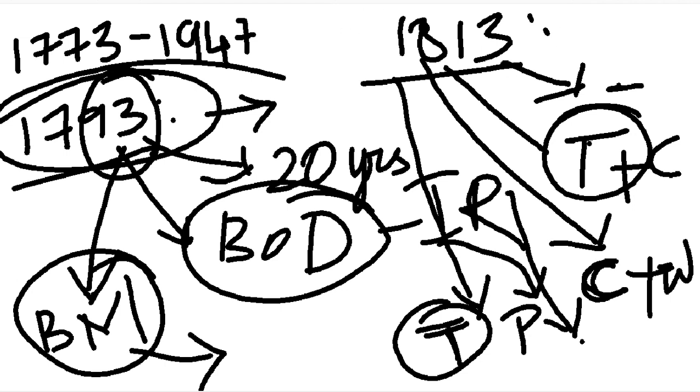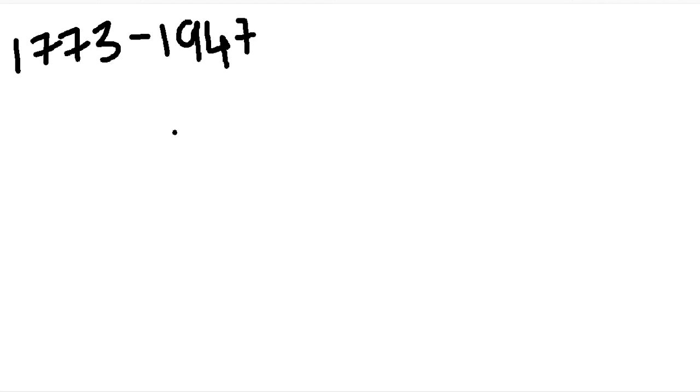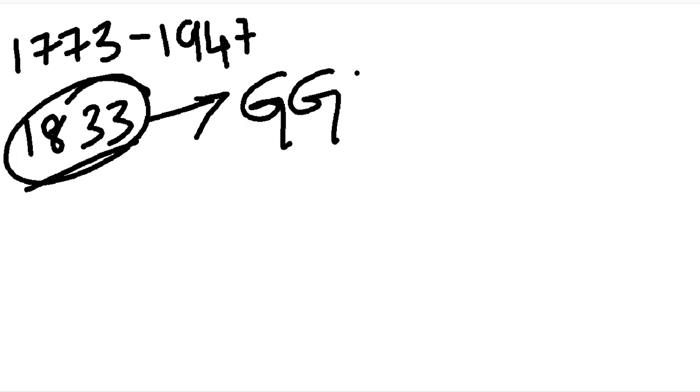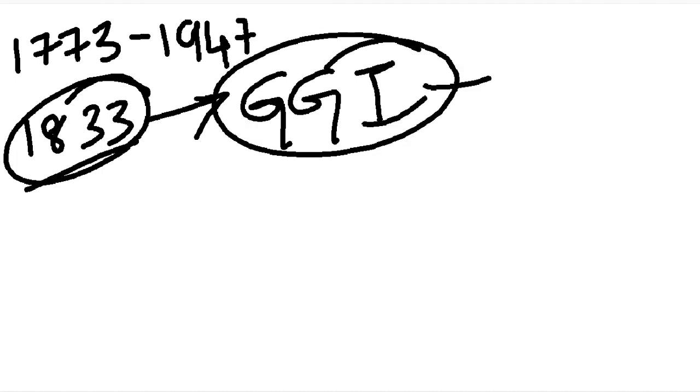So let's go with the next act, that is the Charter Act of 1833. The Charter Act of 1833. In this, the Governor General of Bengal is converted to the Governor General of India, and William Bentinck became the first Governor General of India.